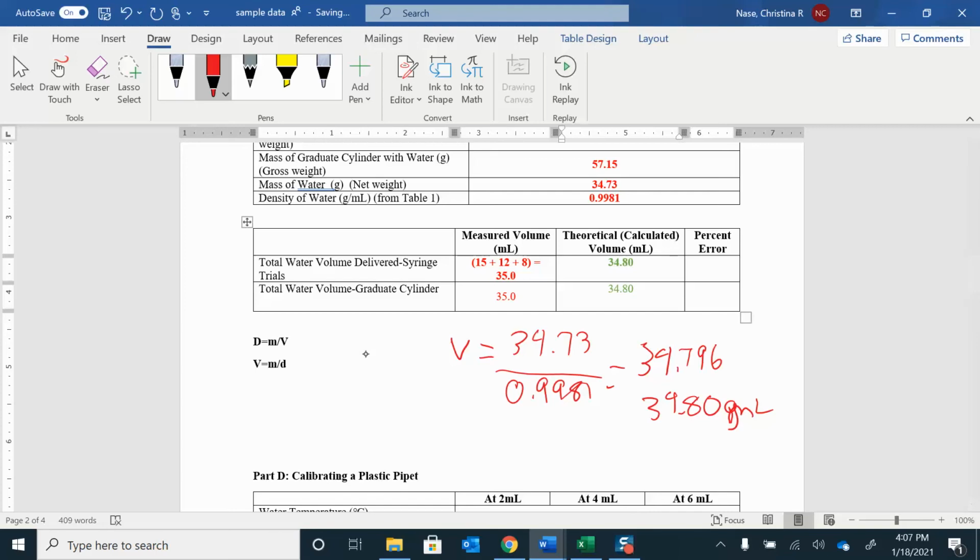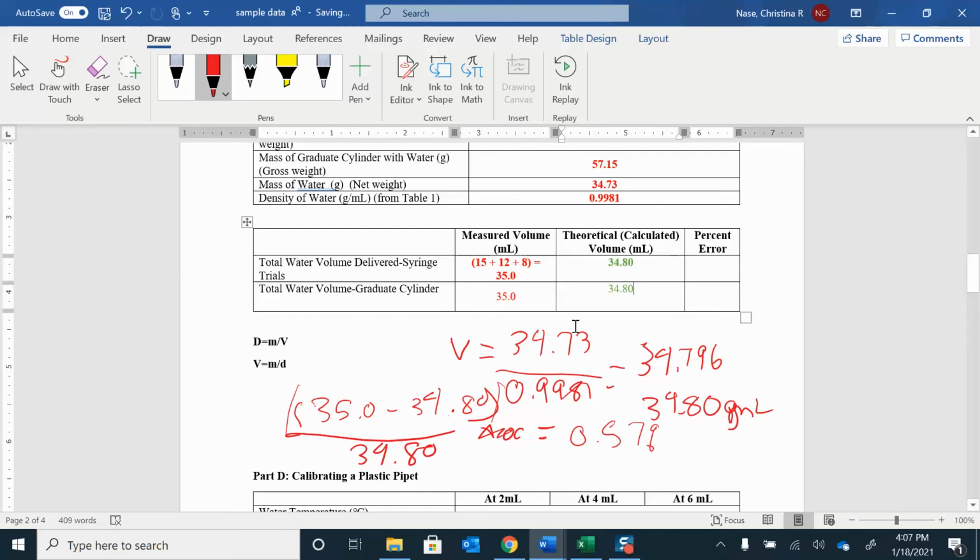Now to get the percent error, I'm going to do 35, that's my measured value. Theoretically, it should be 34.8 based on the density and mass that I found. So I'm going to do 35 minus 34.8 divided by 34.80 times 100, and you're going to take the absolute value of that. In this case, it's going to be positive anyway, but if you had this number bigger and you end up with a negative number, just take the absolute value, make that positive, and you'll be fine. So I ended up with 0.57%.